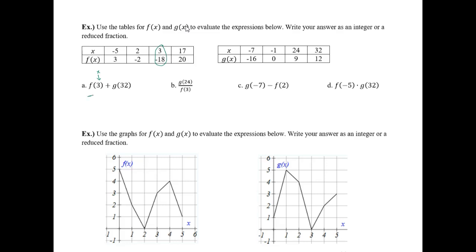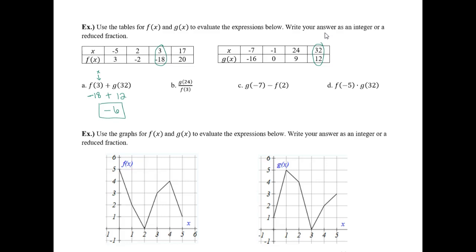So this would be negative 18 plus, same thing with g, we go over to the g table. We're inputting 32 for x. So we're over here. And when we put in 32 for x, we get out 12 for g of 32. So g of 32 equals 12. And then we do the operation, negative 18 plus that 12. Overall, we end up at negative 6.